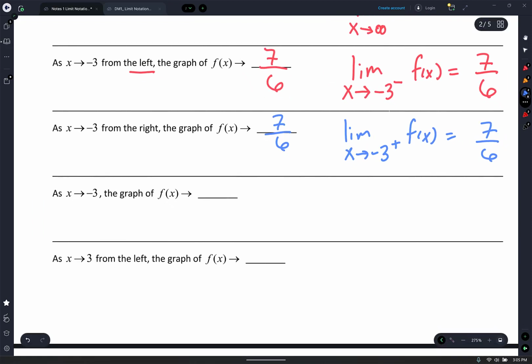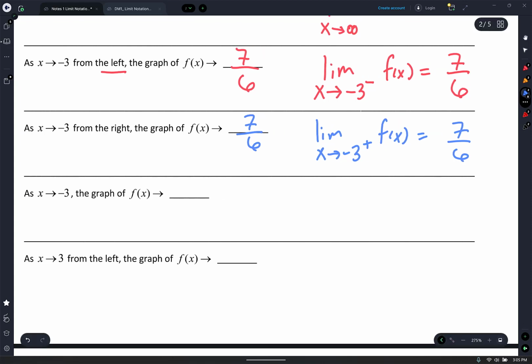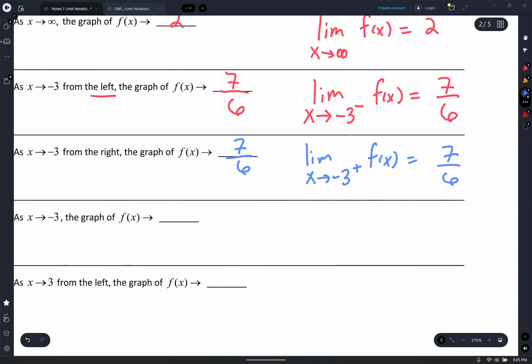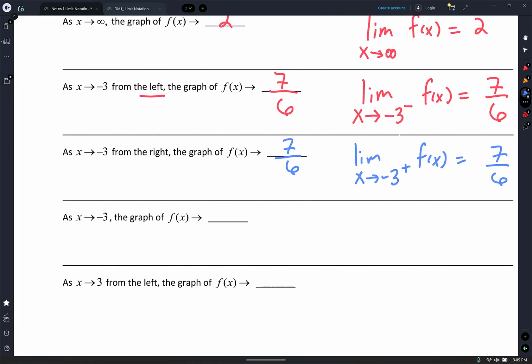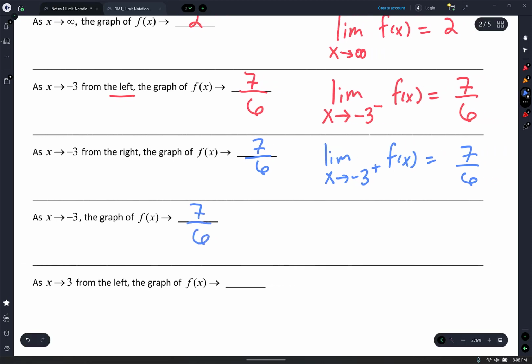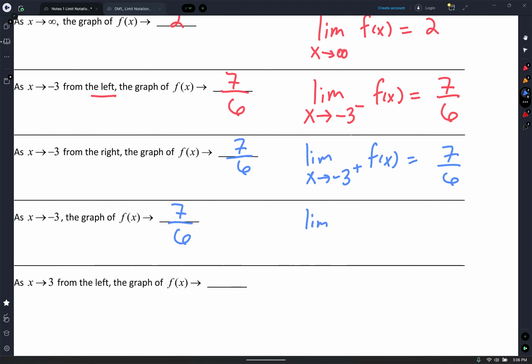Notice that the next one just says limit. It just says as x approaches negative 3, the graph of f of x. So if it doesn't tell you from the left or from the right, that means check. Like, if you approach from the left and the right, do I approach the same output? Yes. So as x approaches negative 3, I just approach 7/6. And I'm going to write limit as x approaches negative 3, and you don't put a plus or a minus, and you write f of x equals 7/6.